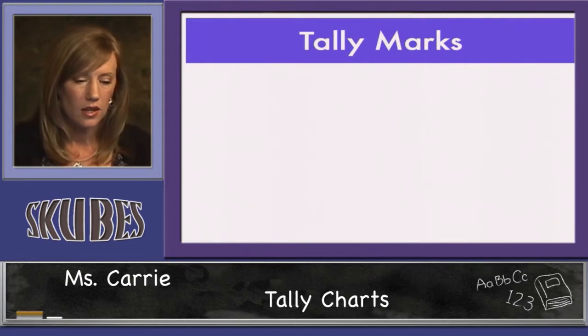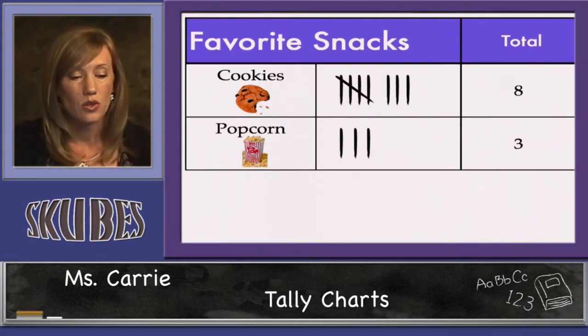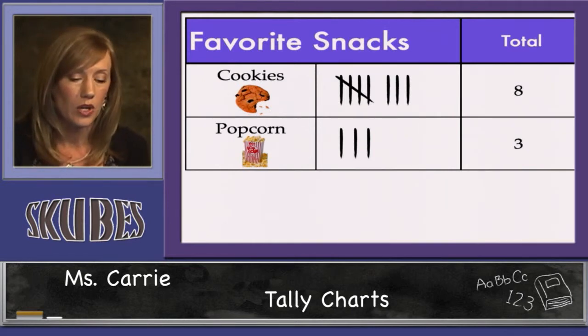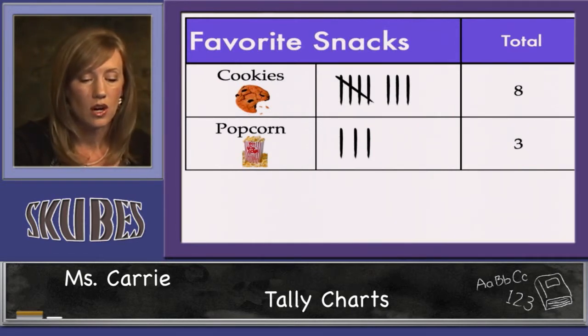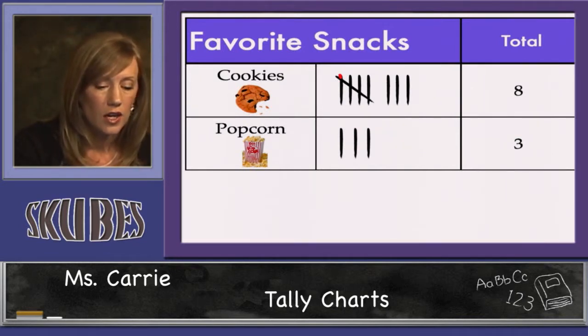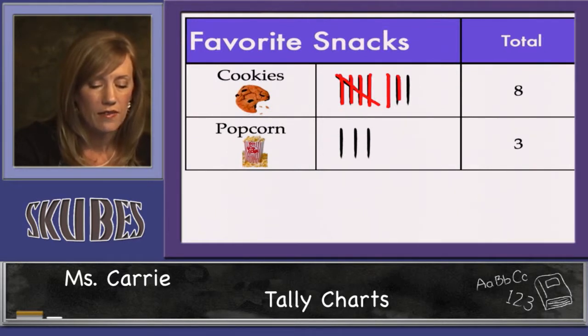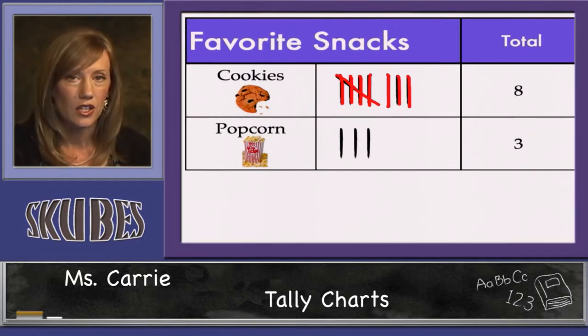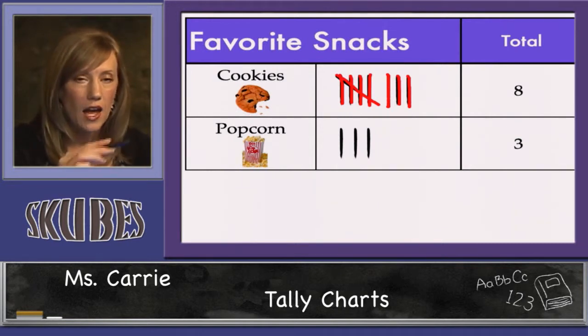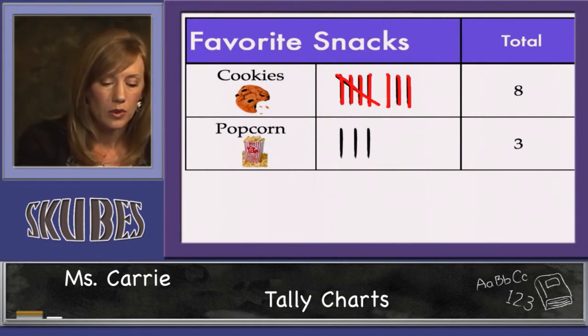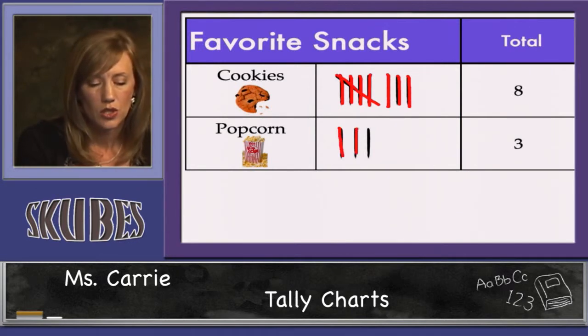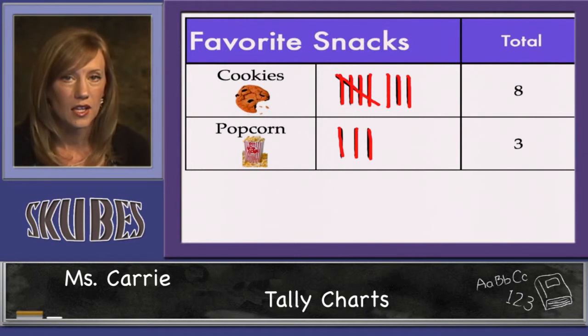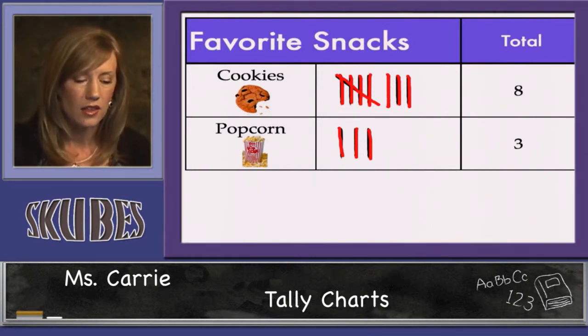Let's look at a tally chart. This tally chart shows favorite snacks. We have cookies and we have popcorn. As you can see here, where the cookies are, they use tally marks to count how many kids liked cookies. Let's recount them together. There were 1, 2, 3, 4, 5, 6, 7, 8. 8 kids like cookies. And as you can see there, that fifth tally always goes sideways. Now for popcorn, there were only 1, 2, 3. 3 kids liked popcorn.